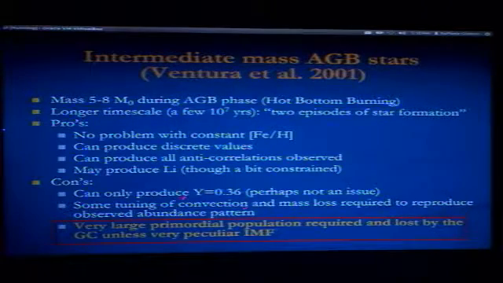This requires some tuning of the models, because if you do not do this, the models produce very odd abundances. In particular, you need a particular law for convection and mass loss to produce the observed abundance pattern.